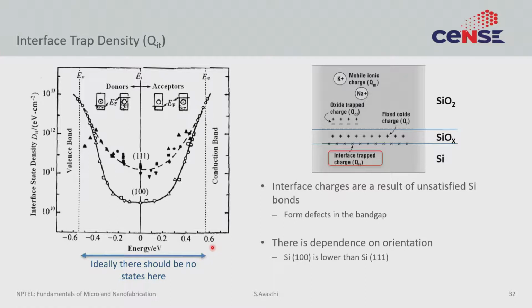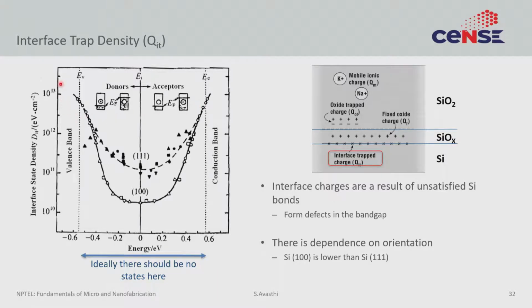So silicon is a semiconductor. If it's a semiconductor, it has a band gap, and the band gap represents this forbidden gap where there should not be any density of states. But because of this non-ideality of having these dangling bonds, at the interface you do have defects inside the band gap. And the position of these defects inside the band gap can be plotted versus energy, and that is what this curve shows.